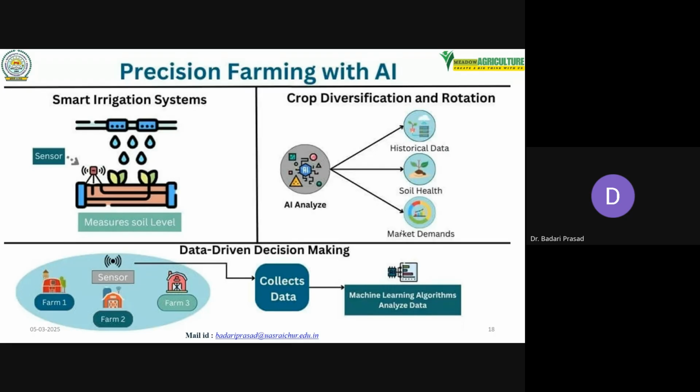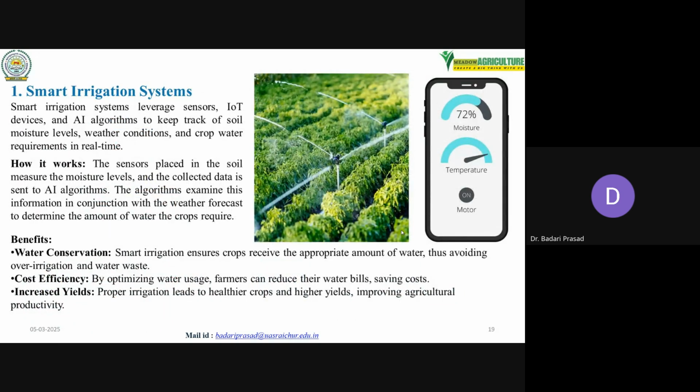Similarly for data-driven decision making, these sensors will study the various farms like farm number 1, farm 2, farm 3. They collect the data from all the surrounding farms and analyze. The machine learning algorithms analyze the data and say what has to be done in future for our farm. Take, for example, the smart irrigation system.